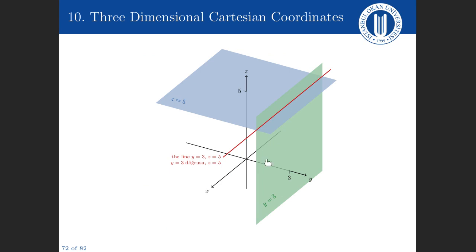Or we might be interested in different numbers. For example, let's suppose we look at z is equal to 5. That's all of the points where x is any number, y is any number, and then z must be 5. Or we might look at the green plane, all the points where y is equal to 3. Or we might be interested in where the two planes intersect. They intersect in a line where y is equal to 3 and z is equal to 5. X can be any number.